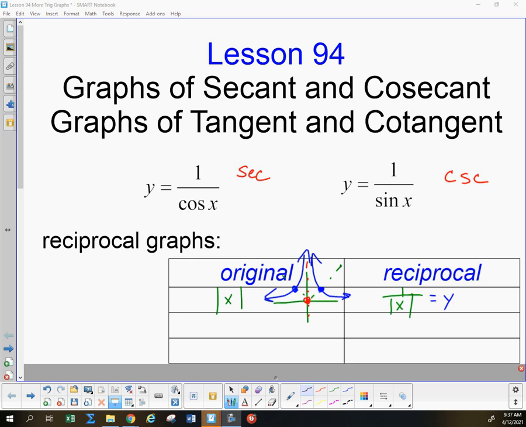So that is what we are going to do with cosine. Its reciprocal is going to be 1 over cosine of x, and that's how we're going to come up with the graph for the secant. And same thing with sine. Eventually we'll do the same thing with cotangent and tangent.